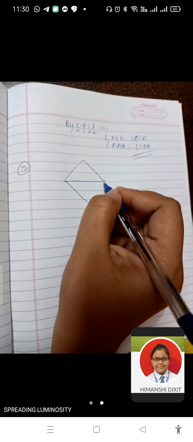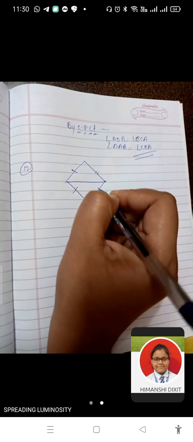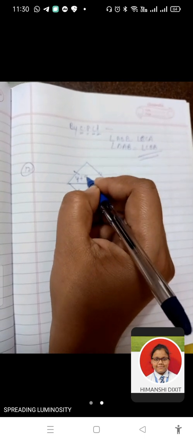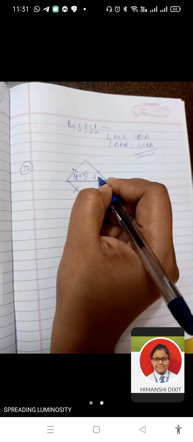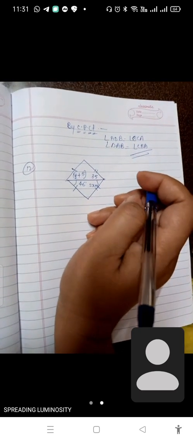This type of figure is given. These two sides are equal. They are also equal. It is given that y plus 5 is this, 35 is this, this is 46, and this is 2x plus 5. Is everything correct? Give them names: A, B, C, D.